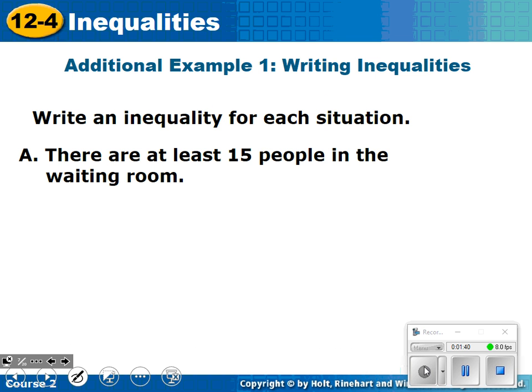So you're going to have problems that look like this. There are at least 15 people in the waiting room. Here's how I want you to attack these. Number one, put the number on the right side, 15. The next thing I want you to ask is, what are we comparing to 15? In this problem, we are comparing people in the waiting room. So we'd write people in waiting room.